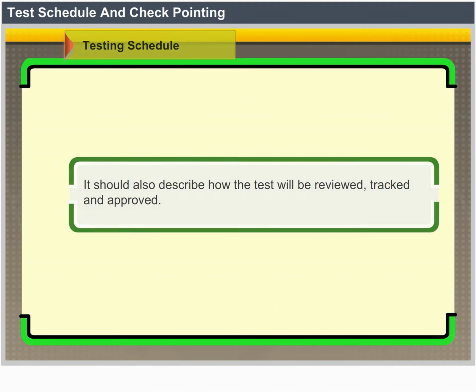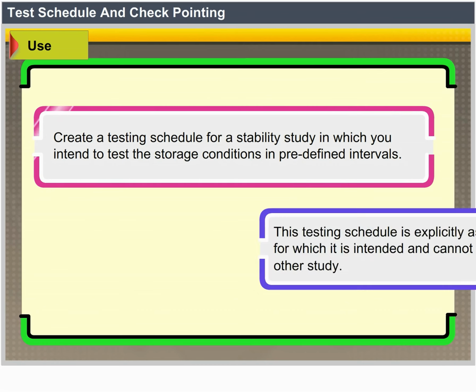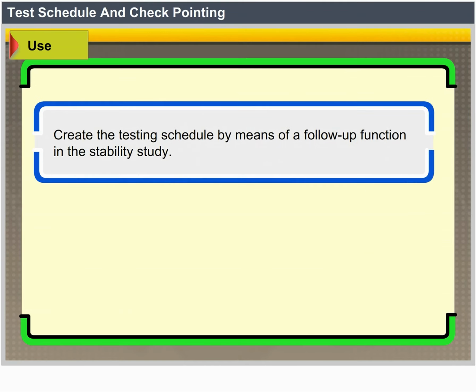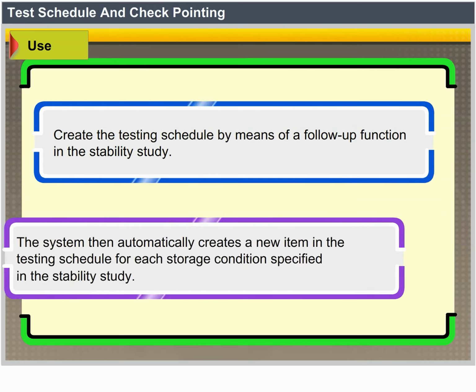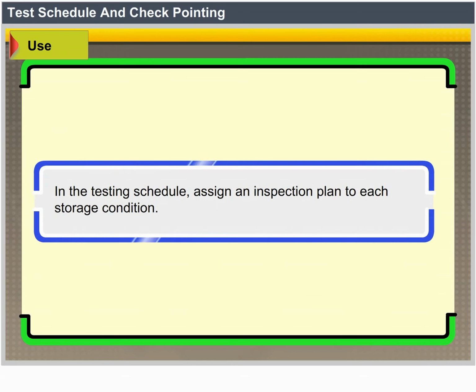Use: create a testing schedule for a stability study in which you intend to test the storage conditions at predefined intervals. This testing schedule is explicitly assigned to the stability study for which it is intended and cannot be assigned to any other study. Create the testing schedule by means of a follow-up function in the stability study. The system then automatically creates a new item in the testing schedule for each storage condition specified in the stability study. In the testing schedule, assign an inspection plan to each storage condition.